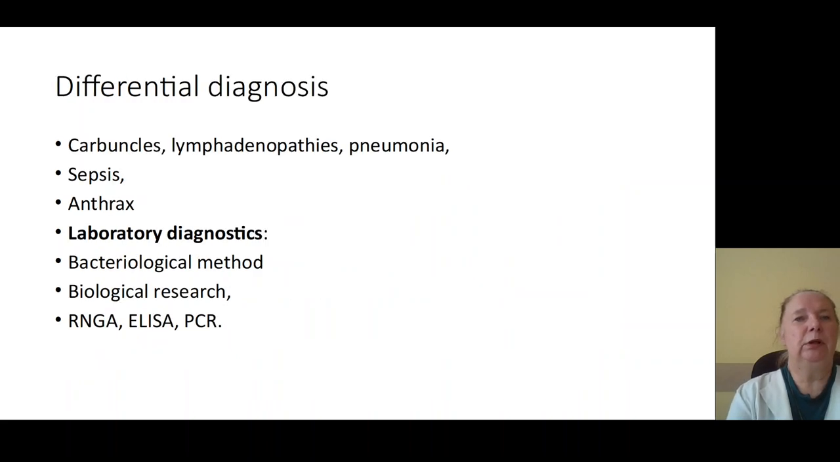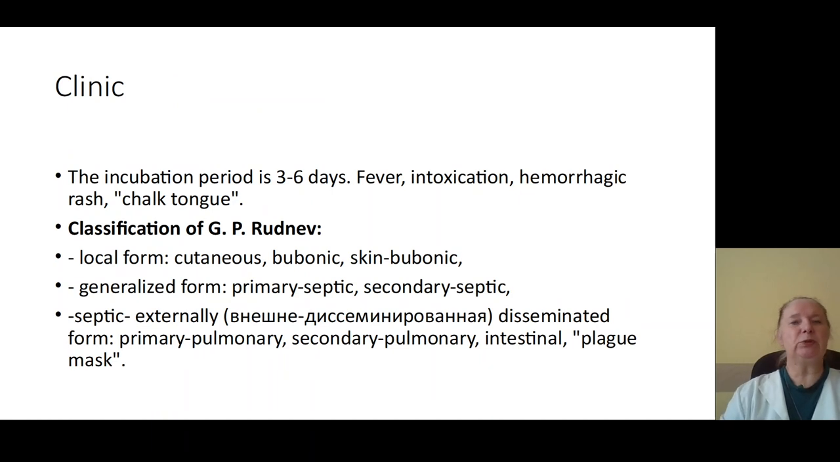Now let's speak about the characteristics of those forms. At first we will speak about the local forms: cutaneous, bubonic, and mixed combined forms of local forms. For example, cutaneous forms are characterized by increased temperature, intoxication, and formation of primary effects on the skin: papule, vesicle, then ulcers with necrosis. In cutaneous forms we observe necrosis of the skin and formation of ulcers.